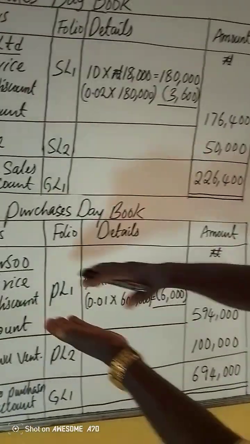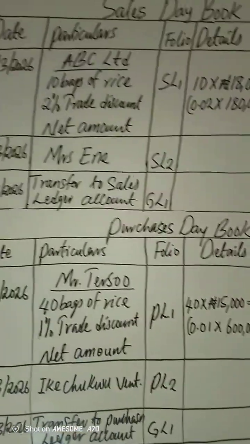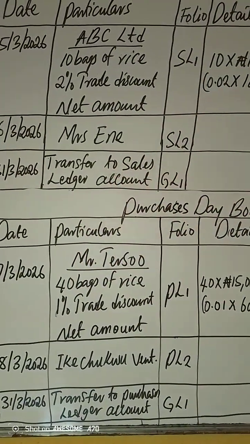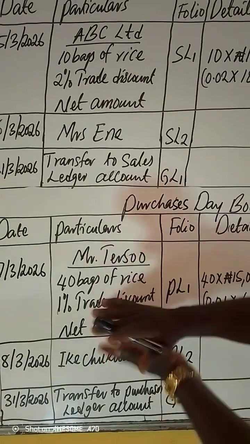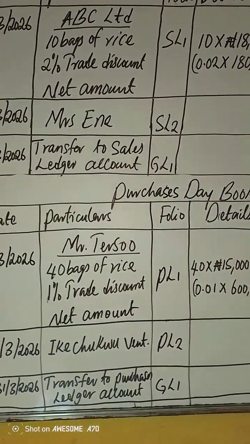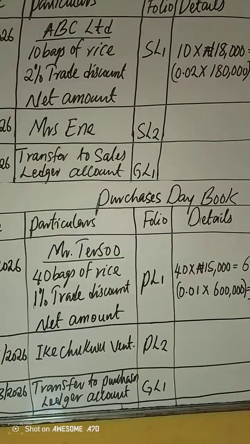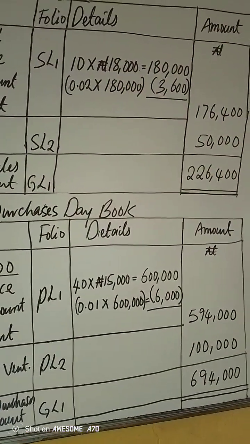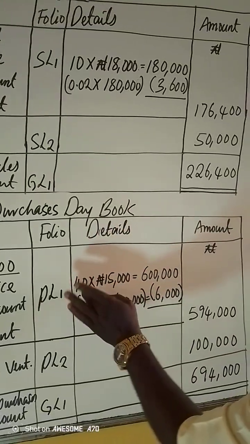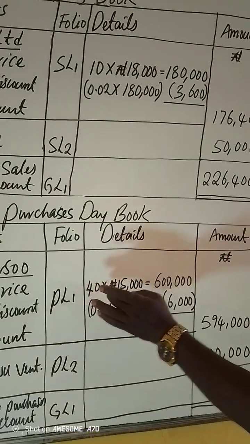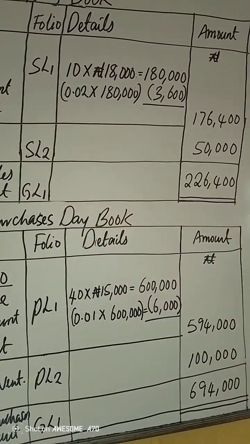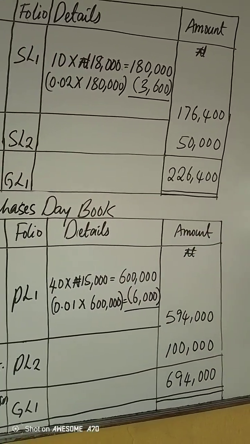If there's any detail given in that transaction, you must put the name of the supplier on top. Then you bring down the detail very well, but in summary. Like here, you don't just say 40 bags of rice. Coming to detail, you show exactly what happened in that transaction. Here we say 40 bags of rice multiplied by 15,000 per bag gives you 600,000, which is the gross amount. Then there's a trade discount of 1%.